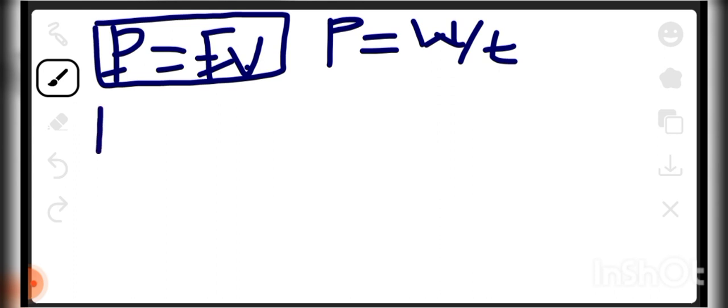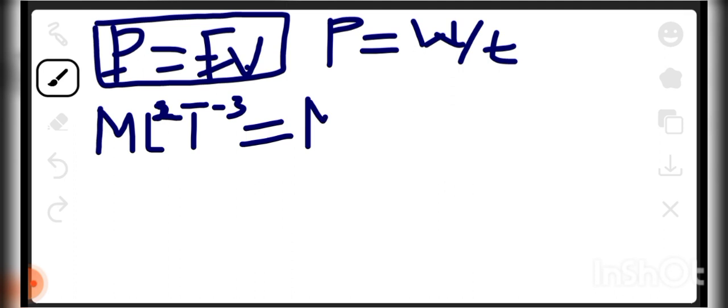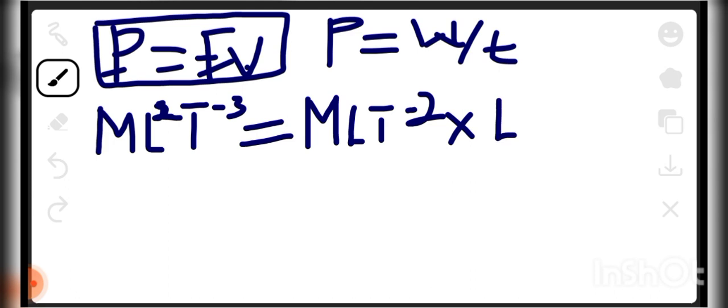Power is M L raised to power 2, T raised to power minus 3. Not minus 2, just 2. Then T raised to power minus 3. This is the dimension for power. What is the dimension for force? MLT raised to power minus 2. What is the dimension for velocity? LT raised to power minus 1.